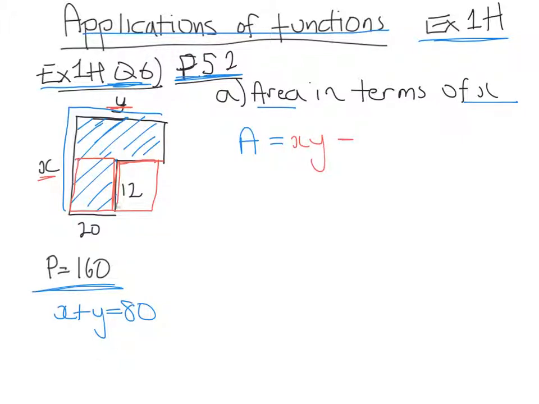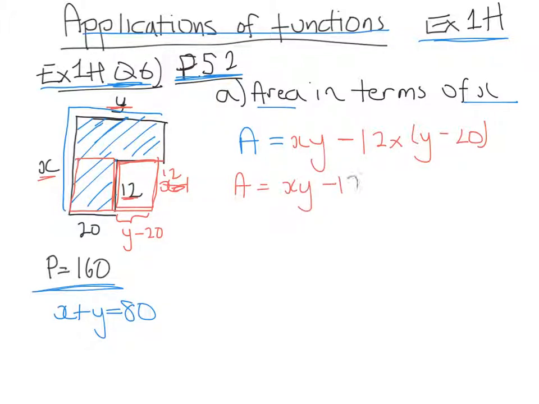the area for this rectangle here. If it is 12 on one side of this rectangle, this part here would be y minus 20. So I'll say 12 times y minus 20. Now, if we expand this bracket, it will be minus 12y plus 240.